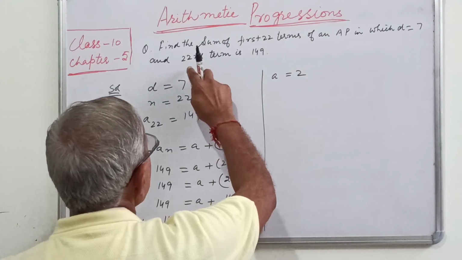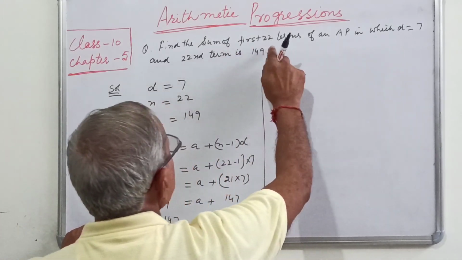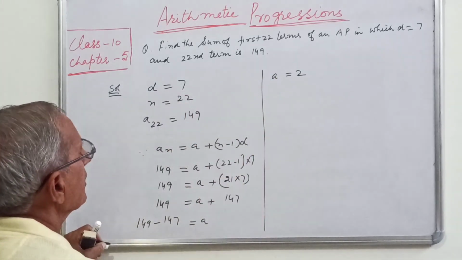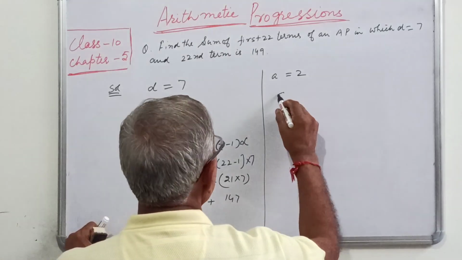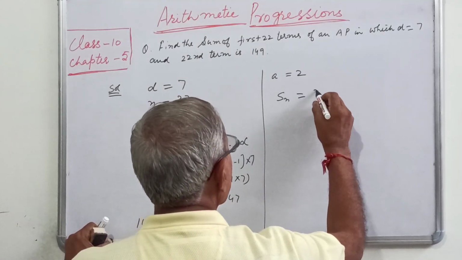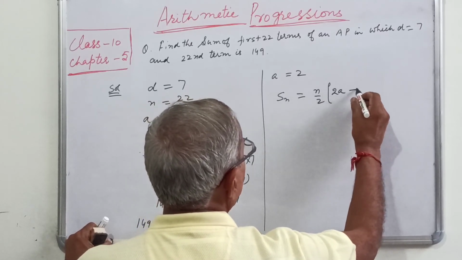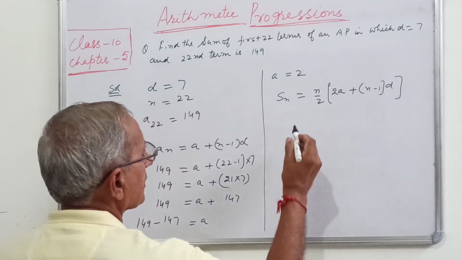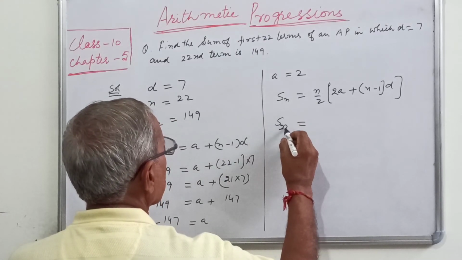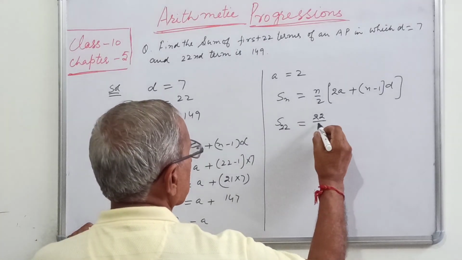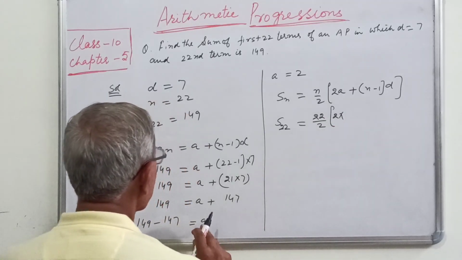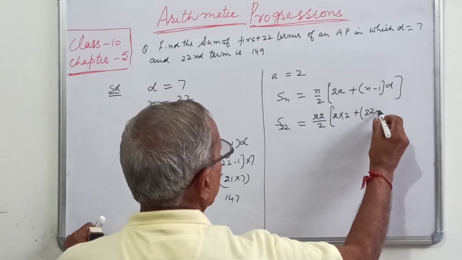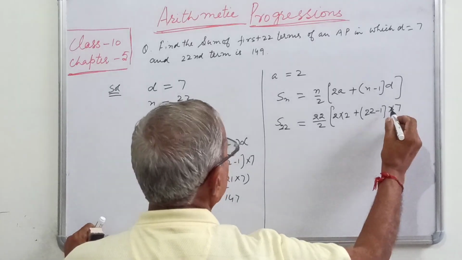अब हमने निकालनी है सम ऑफ द 22 टर्म. हमारे पास a है, n की वैल्यू भी है, d की वैल्यू भी है, सिर्फ हमें S22 निकालना. सो सिंस Sn इज इक्वल टू n अपॉन 2 इंटू 2a प्लस n माइनस 1 इंटू d. अब ये फार्मूला यूज़ करेंगे. सो S22 विल बी 22 अपॉन 2. a की वैल्यू अभी निकाली थी 2, n इज 22 माइनस 1 और d है 7, d इज 7.